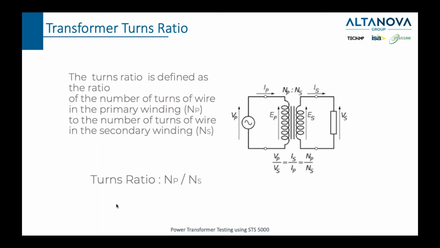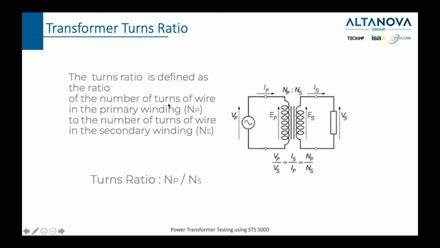So if we have, let's say, 100 volts on the primary, what will we have on the secondary side? So we simply need to divide the number of windings on the primary side with the number of windings on the secondary side, which is the same as dividing the voltage on the primary side with the voltage on the secondary side, which is the same as dividing the current on the secondary side with the current on the primary side.